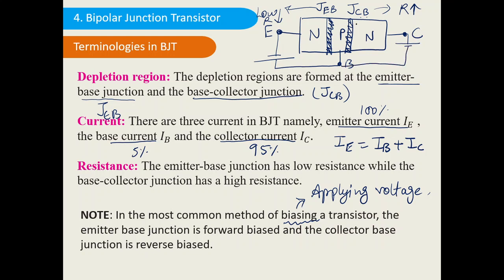If this type of biasing is done, in this case the transistor can be used as an amplifier. It can be used as an amplifier. So in the most common method of biasing a transistor, the emitter base junction is forward biased and the collector base junction is reverse biased.